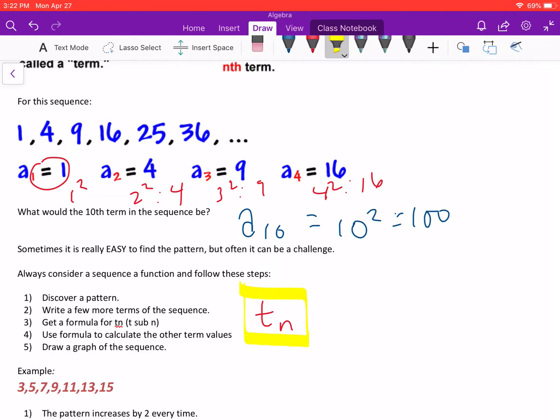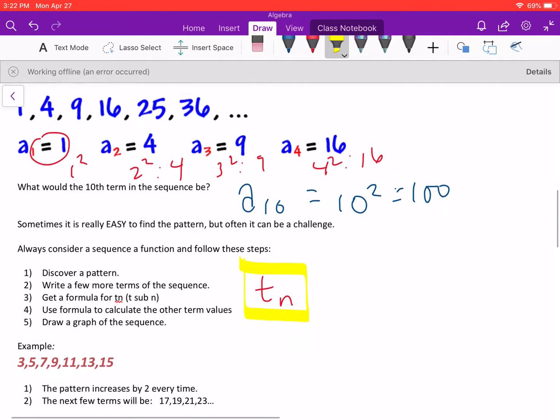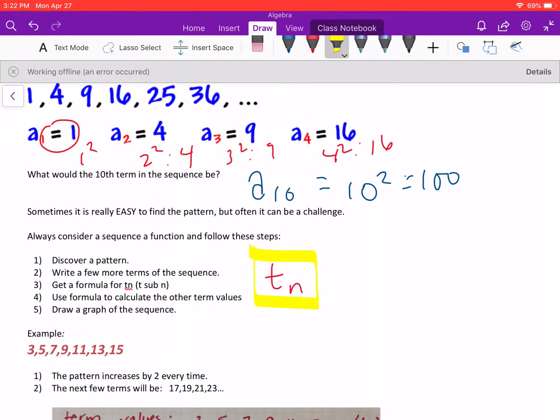So let's look at an easy example. In this example, we are given 3, 5, 7, 9, 11, 13, and 15.